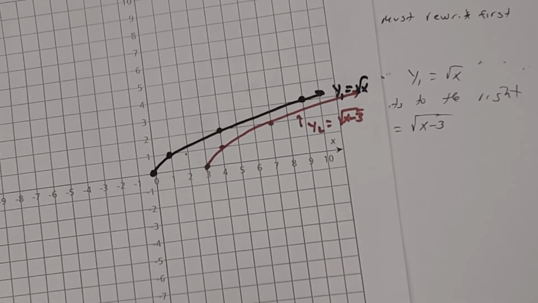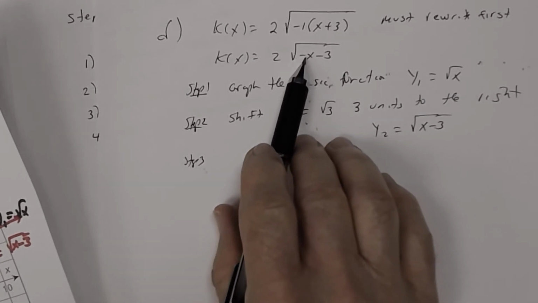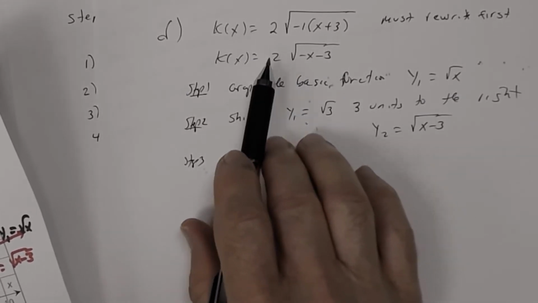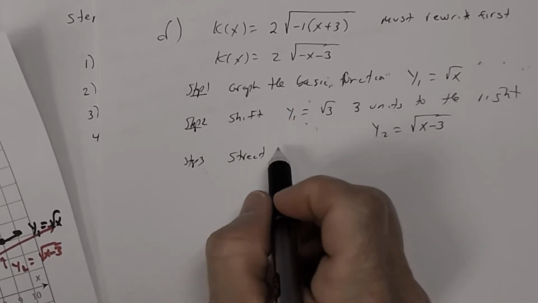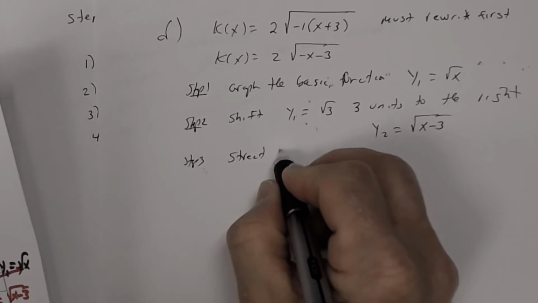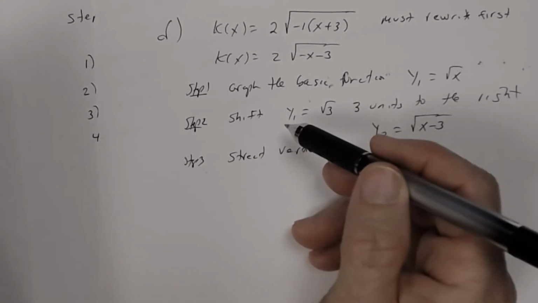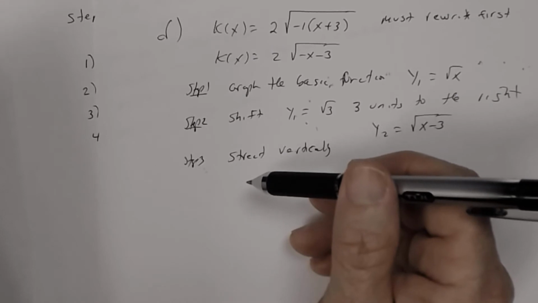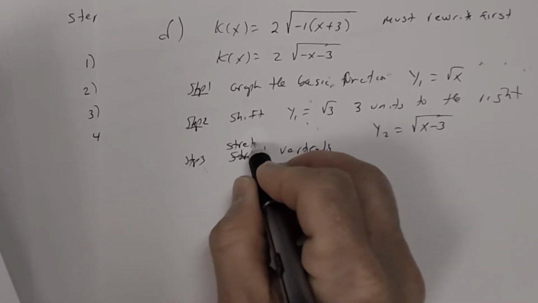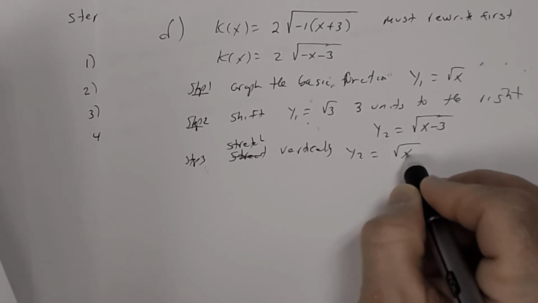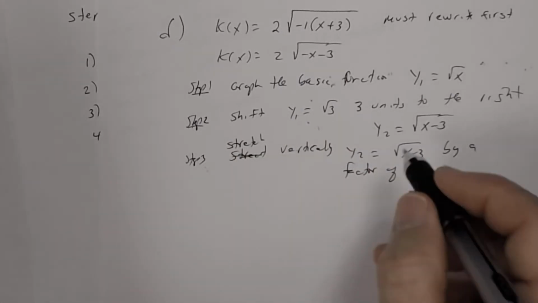All right. So, okay, I got that. Now, step 3. So now step 3, what do I do? Do I do a stretch first or do the reflection? I do the stretch. So step 3 is you stretch, and this is 2. So the absolute value of 2 is 2, so that's greater than 1, so it'll be a stretch vertically. We'll have one that's vertically shrunk in the next problem, in part 2. So stretch vertically, y2 equals square root of x minus 3, by a factor, remember you got to say factor, of 2.